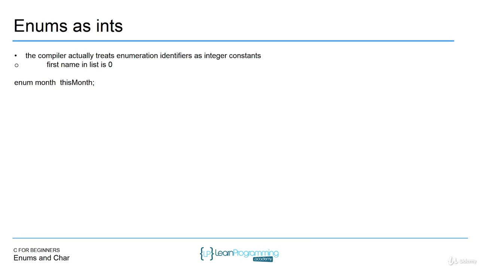So what this means is if we have enum month this month, we created a new variable of type enum month, and then we say this month equals February, this month is actually going to be equal to an integer. But we can still use it to compare it against February. But if you were to print out this month to the console, this month would actually be an integer value corresponding to when it was defined in the list.